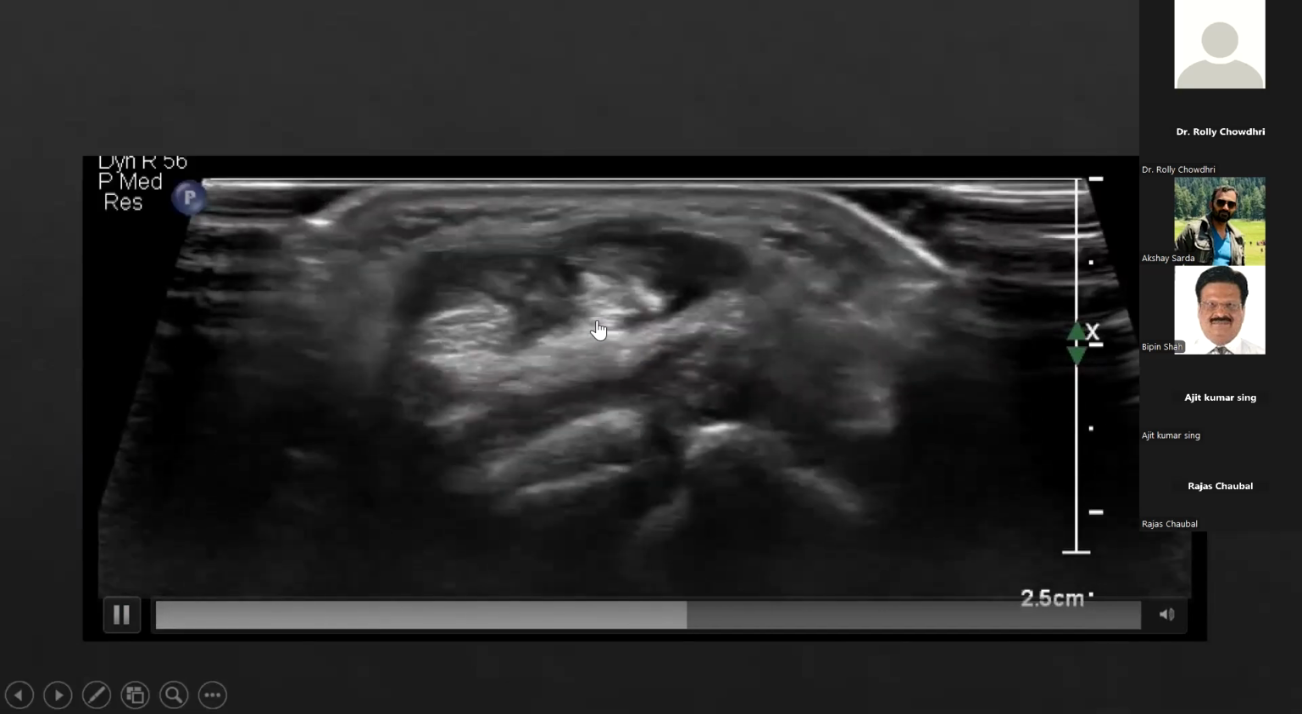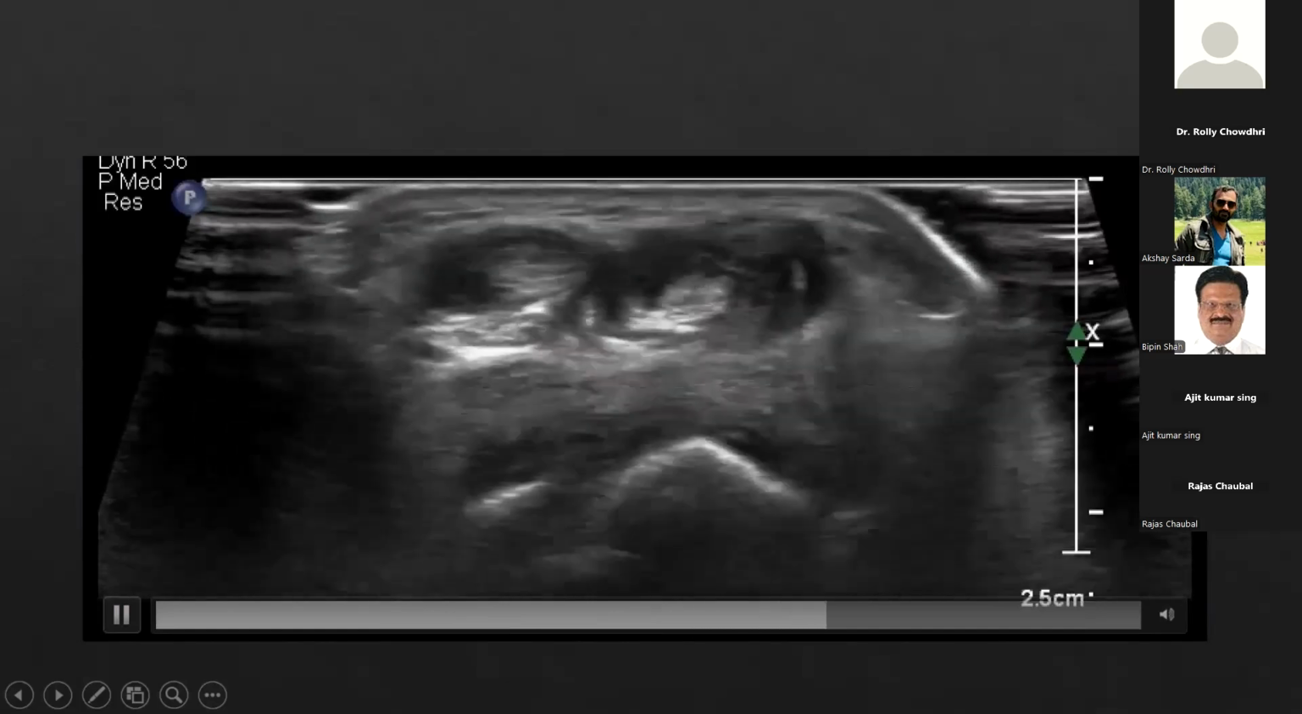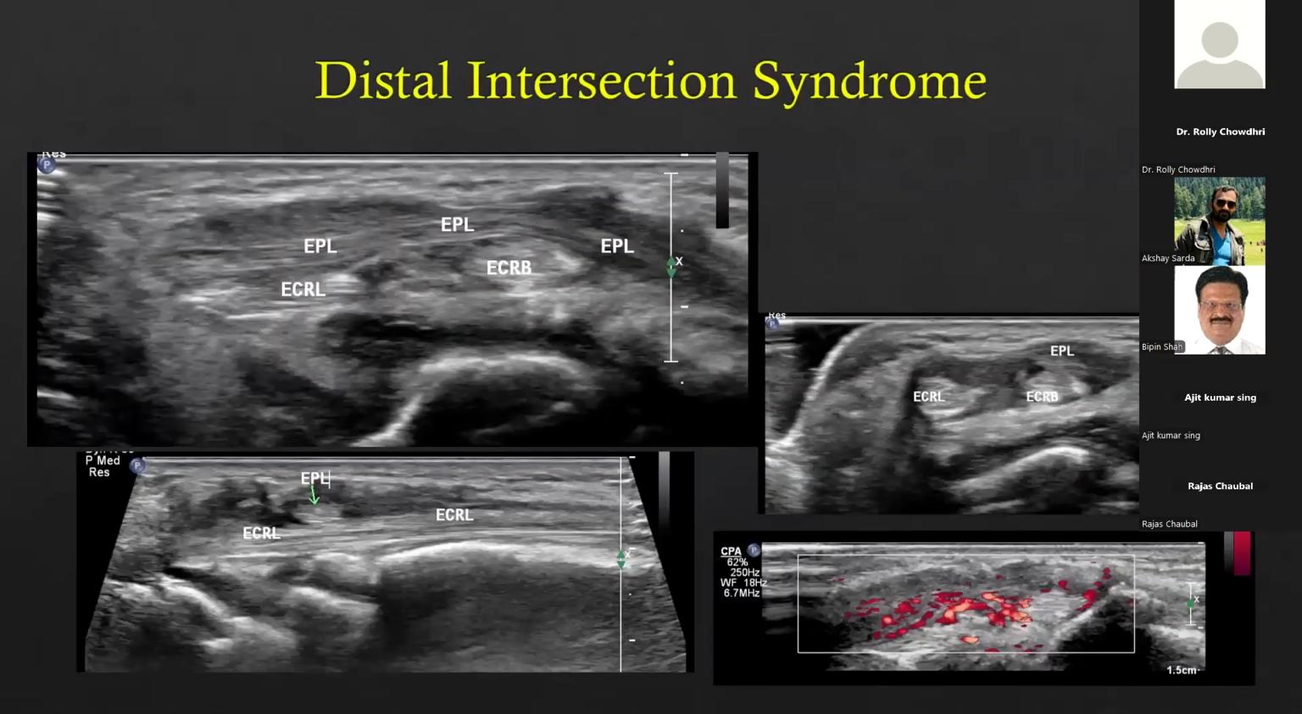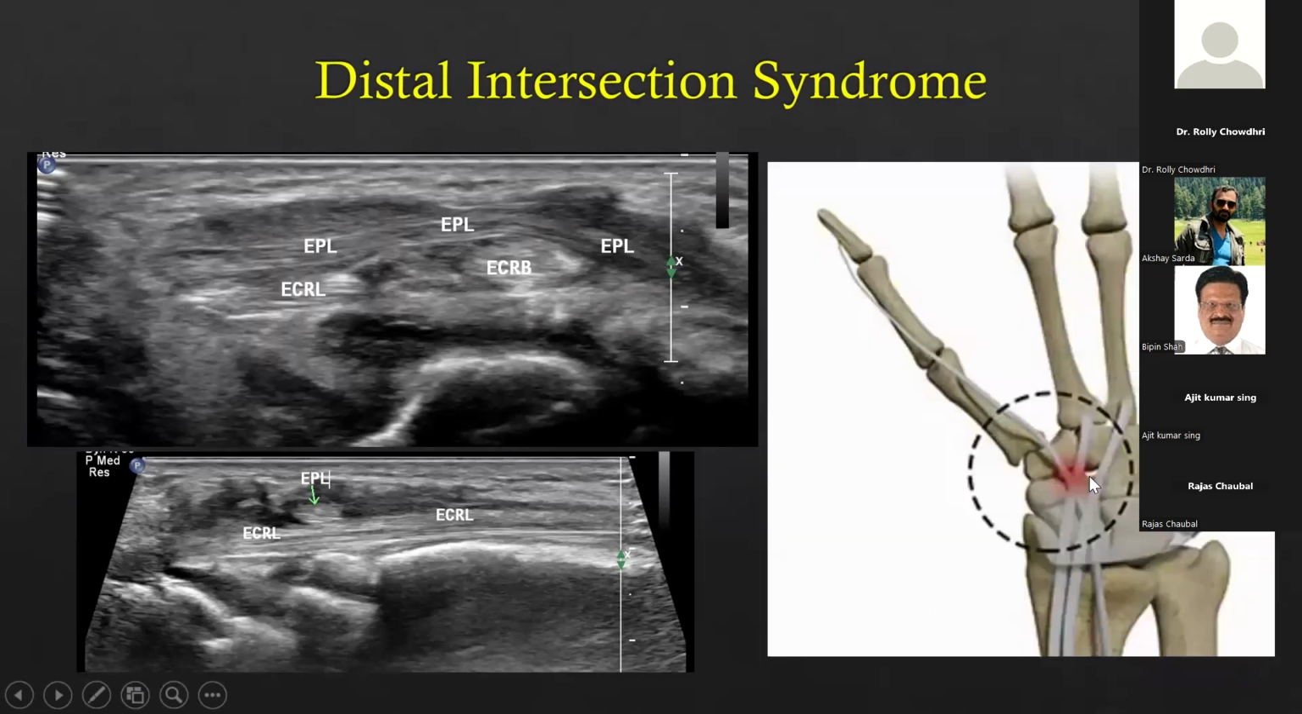So all the features that we had seen in the proximal intersection, similar features are seen in the distal intersection. This is the longitudinal section where you see the extensor pollicis longus crossing over these two tendons. There is significant peritendinous edema. There is increased vascularity, inflammation.